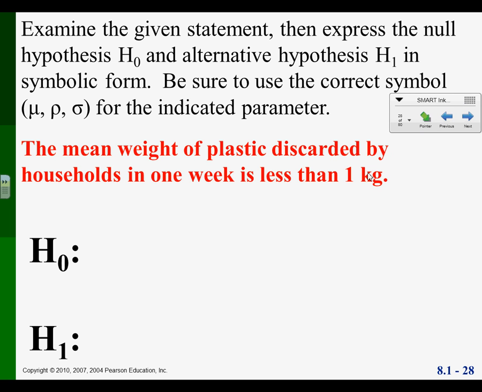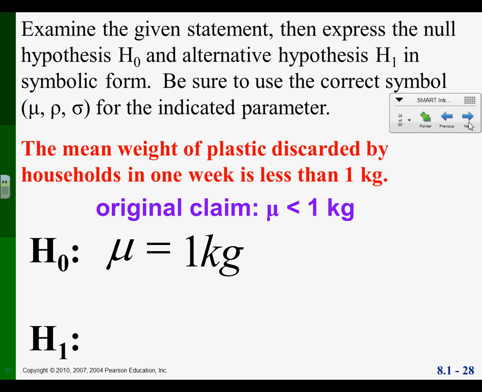The mean weight of plastic discarded by a household in 1 week is less than 1 kilogram. What's the symbol for mean weight? Clayton, you know the symbol? It's mu. Okay. So, what's going to be the alternative or the null hypothesis? Okay. The mean equals 1 kilogram. And judging by the last time, I said it's going to be not equal, wouldn't you? What's going on? Well, I don't know. We'll have to figure it out.